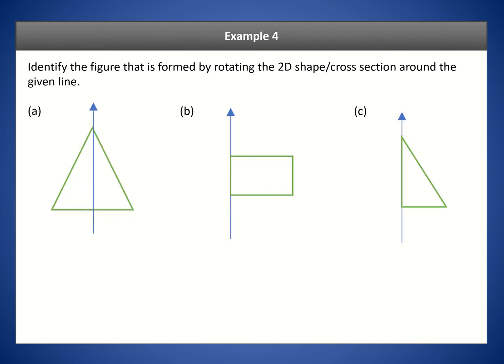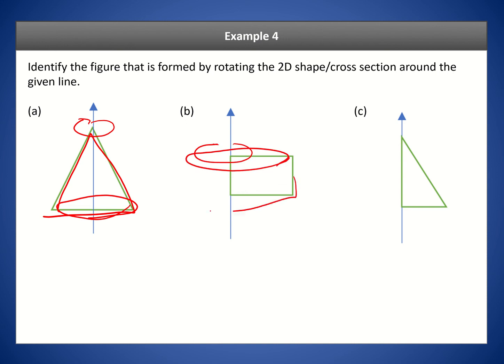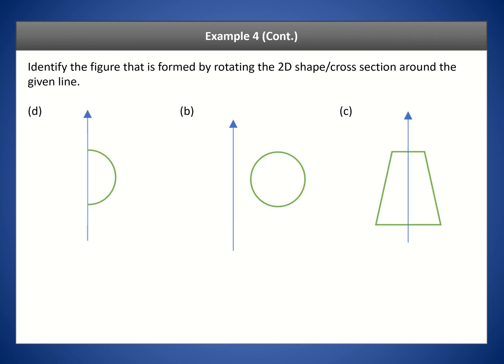So if I rotate this triangle, notice I rotate around here, I get a conical shape, a cone. If I rotate this, as I mentioned earlier, I get a cylinder. If I rotate this triangle, I get, guess what? Another cone. It doesn't matter if it's a half triangle or not. So let's show you some more examples. If I got a circle, a semicircle, I rotate it, well, guess what? It's going to be a spherical shape. Each of these is going to be rotated to make that spherical shape.